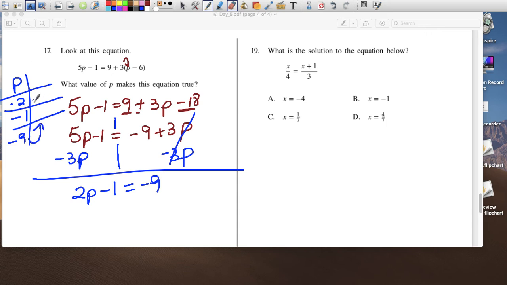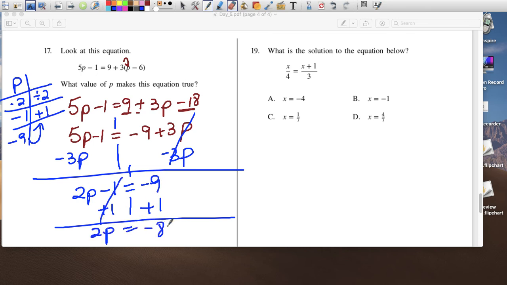Using inverse operations, the first thing we're going to do is plus 1, then divide by 2. So let's do the plus 1 on this side. Again, my little ball in the middle, plus 1, plus 1. 2p comes down, these become 0. Negative 9 plus 1 is simply negative 8. Divide both sides by 2. And p equals negative divided by positive is a negative, and 8 divided by 2 is 4. So p equals negative 4. So the value that would make this equation true is negative 4.